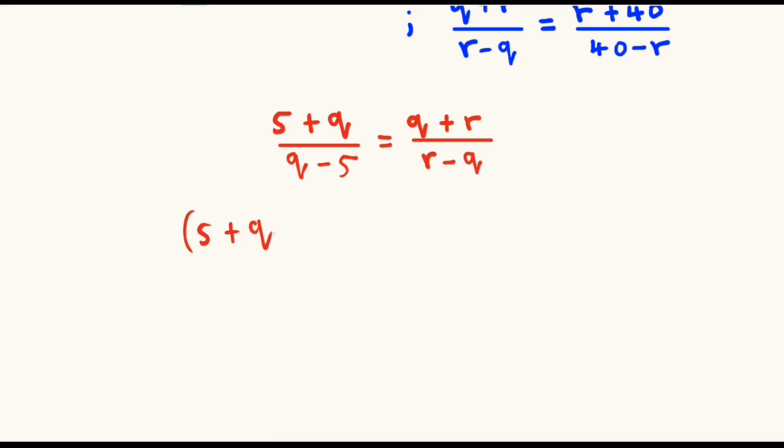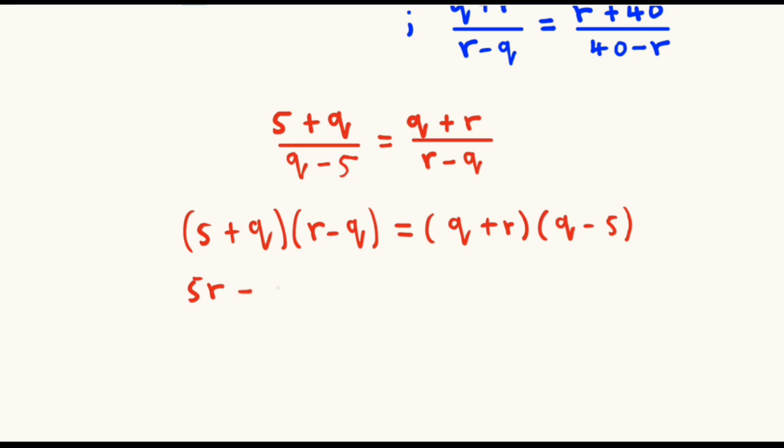We cross multiply and we have 5 plus q, multiplied by r minus q, and this will be equal to q plus r multiplied by q minus 5. Distributing the 5, we have 5r minus 5q. We distribute the q, and we have q multiplied by r minus q squared, which is equal to q squared after distributing the q, minus 5q, and we distribute the r, and we get qr minus 5 multiplied by r.